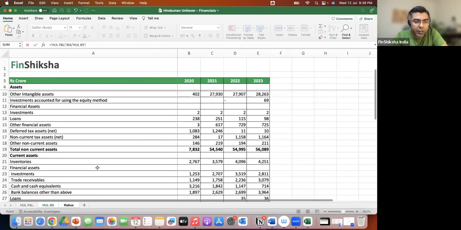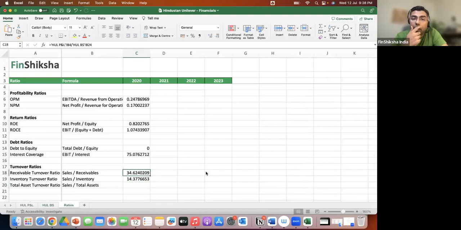Let's go to inventory very quickly. That's here, inventories. What does it mean? My inventory, the times I convert it into sales is about 14 times. So my sales is actually 14 times of my inventory number, right? And my receivable, sales is 34 times of receivable number.